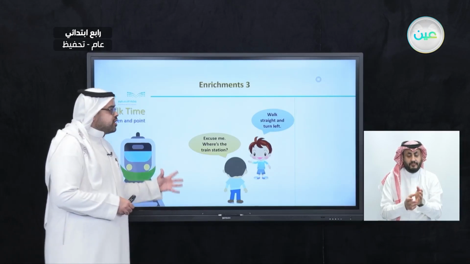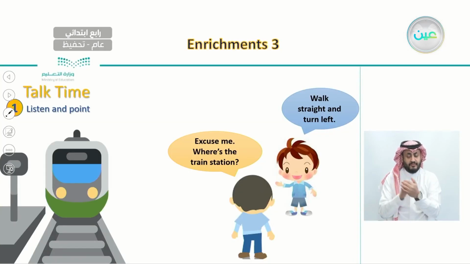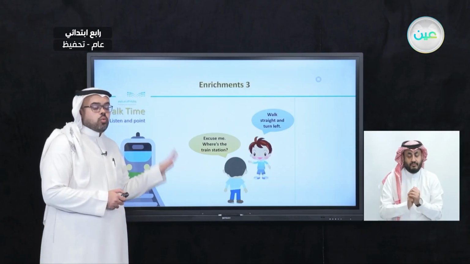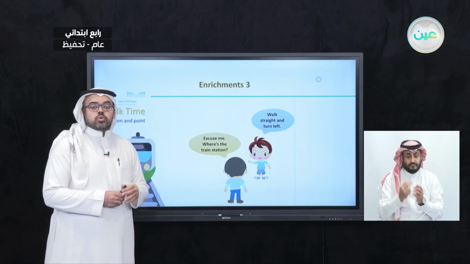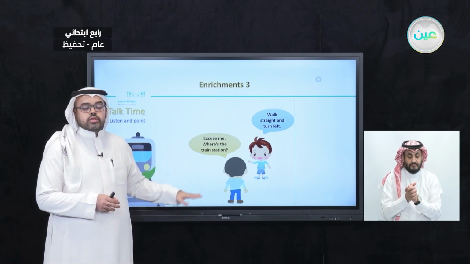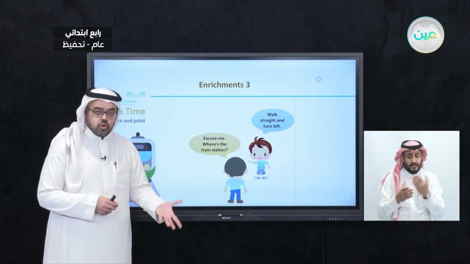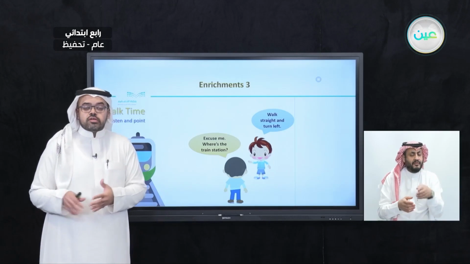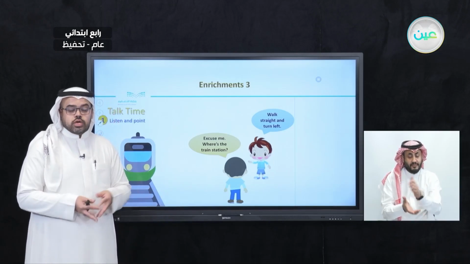And the other one answers him by giving two important directions, which we learned from this lesson: to walk straight and to turn left. We said that these were the two directions we learned from this lesson. So our aim in this lesson is to know how to ask for the direction of a place and also how to give directions.